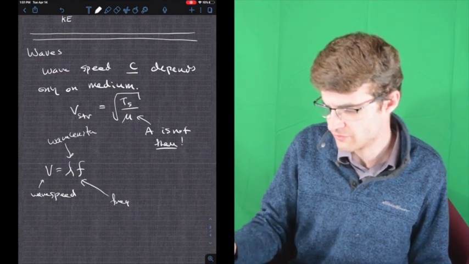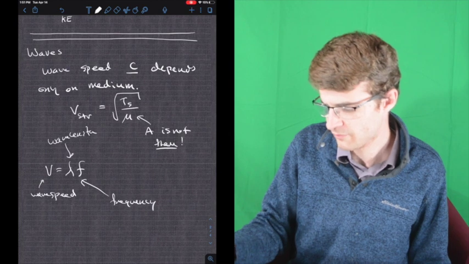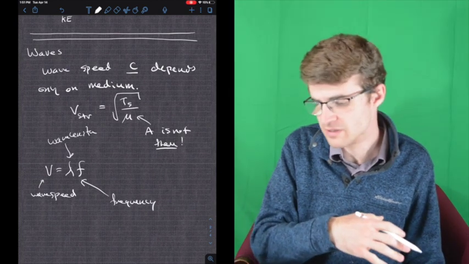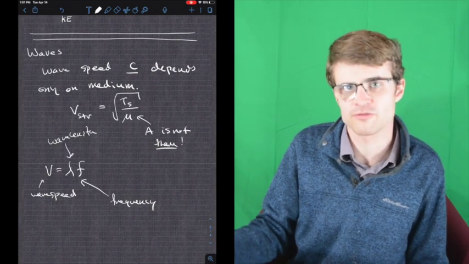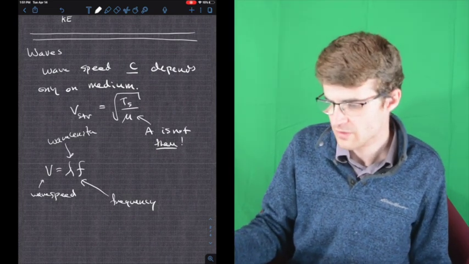And here is the frequency of the wave. So if I know what the wave speed is and I have the wavelength, it's somewhat trivial to back out what the frequency of that wave would be.